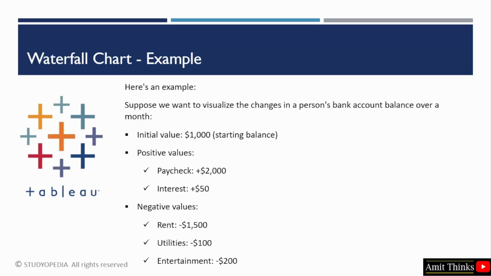Let's say you want to display the changes in a person's bank account balance over a month. Let's say the initial value is $1,000. The positive values can obviously be the paycheck, the salary, then the interest, and the negative values can be entertainment, utilities, rent, and others. So these are the negative values.